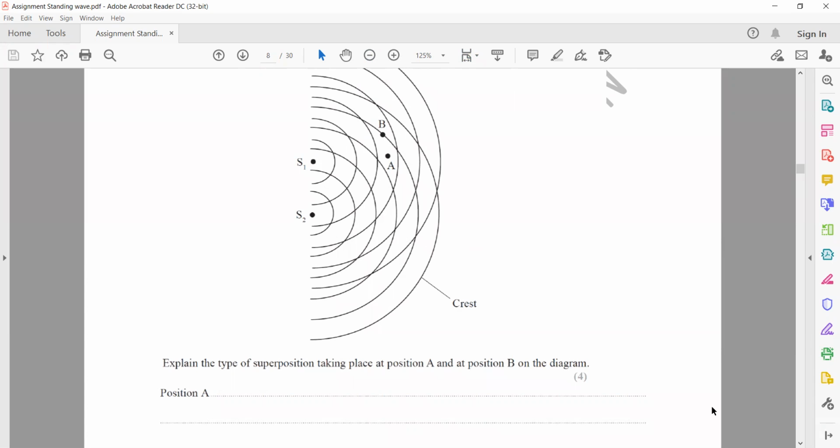So when we work out, it will be a constructive interference. Why constructive? Because they mentioned these are the wavefronts. At A, which type of interference will be there? How can we work it out? These are the wavefronts. So when I draw the wavefronts, for example, this is representing the crest, and the red line is representing the trough for source 1.